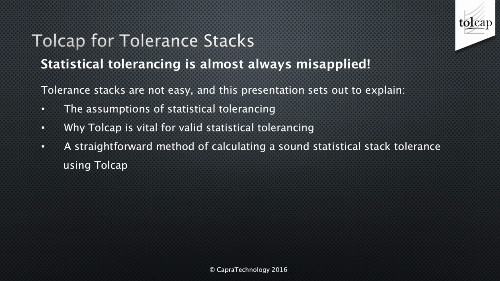Tolerance stacks are not easy. The theory is essentially maths, and I apologise in advance, but the explanation will involve some maths, but it really isn't very advanced, and I will take it slowly. It is necessary to be able to explain the assumptions of statistical tolerancing, why Tolcap is vital for valid statistical tolerancing, and to show a straightforward method of calculating a sound statistical stack tolerance using Tolcap.